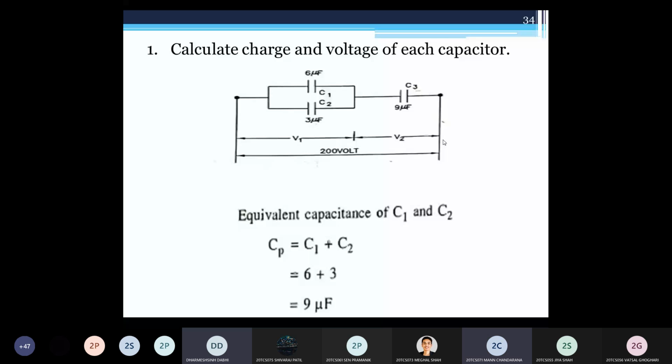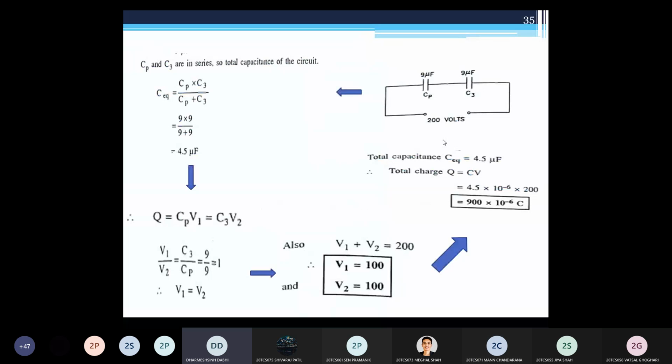100. Yes. Why is it 100? So you can directly derive this. You can see here in this figure, the equivalent capacitance of this 6 and 3 is what? 9. So both the 9 microfarad and 9 microfarad are connected in series. So when two capacitors of the same value are connected in series, the voltage across each capacitor is what? Half of the applied voltage. The applied voltage is 200 volt. So here the same value of capacitance is connected in series, two. So each has half of the supplied voltage. So it is 100 and 100 volt. V1 is 100 and V2 is 100.